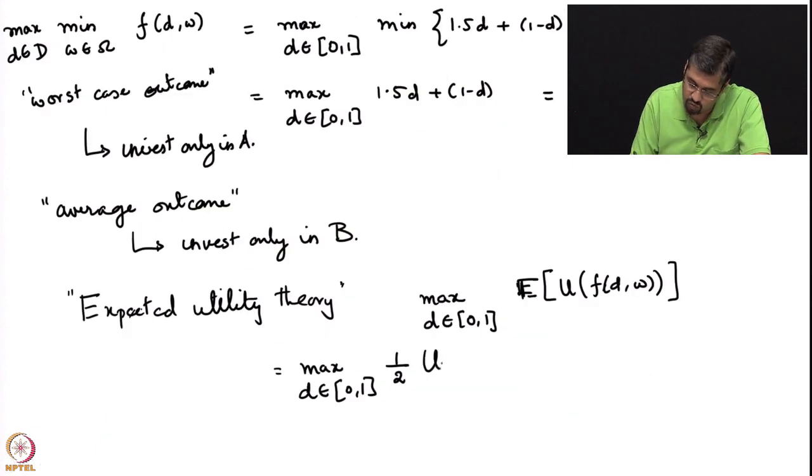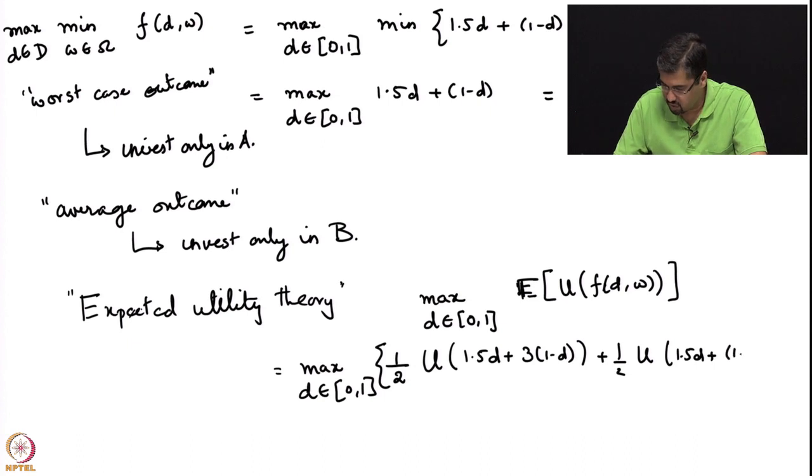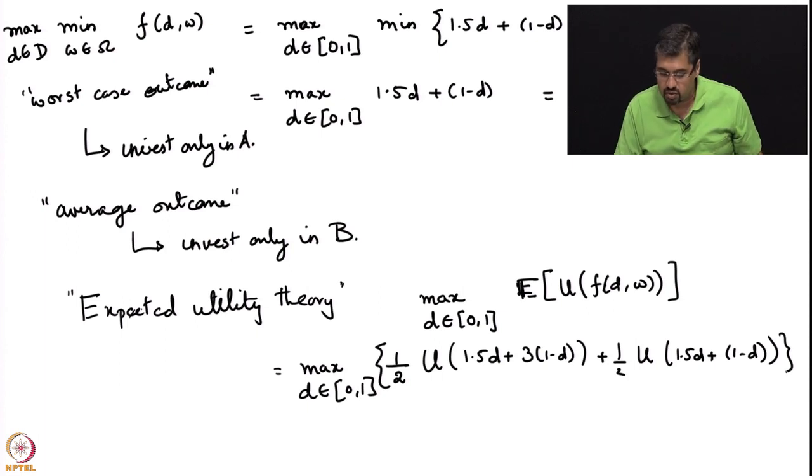So, I have U of 1.5 D plus 3 times 1 minus D, plus half again times U of 1.5 D plus 1 minus D, right. So what expected utility theory is telling you is to choose a D that maximizes this function. It is not saying you look at the worst case, it's not saying you look at the average case or any of that. It just says look at this particular function.